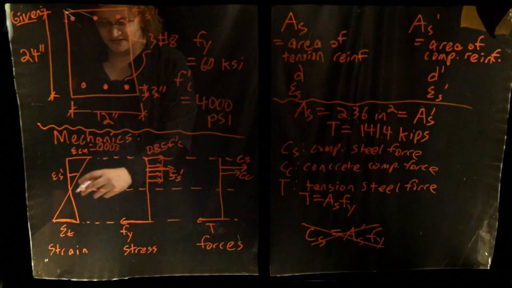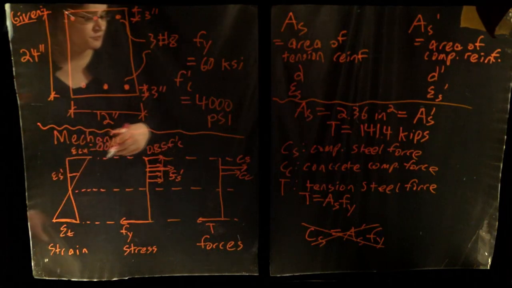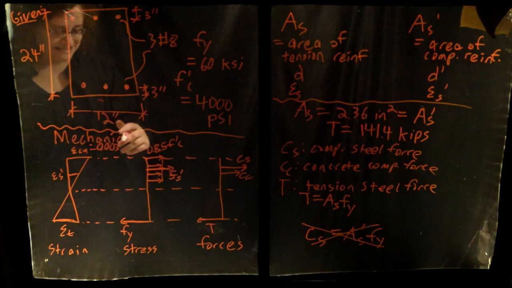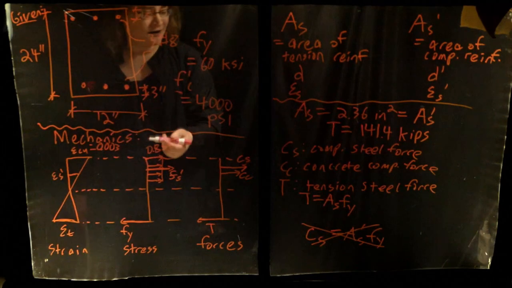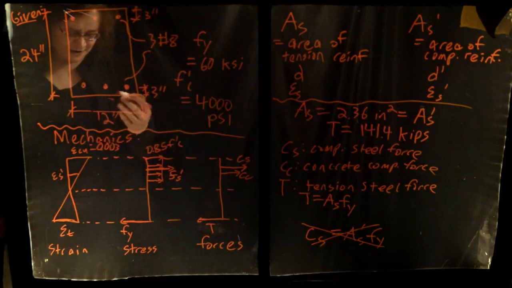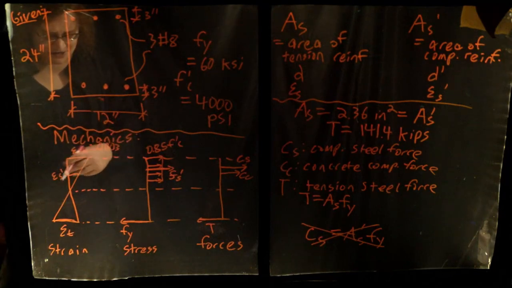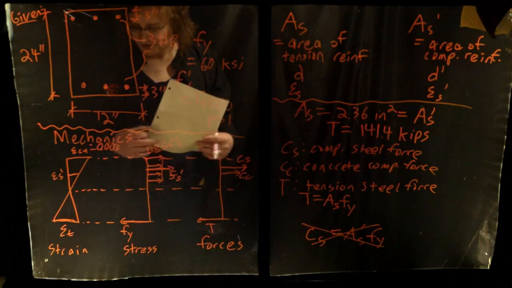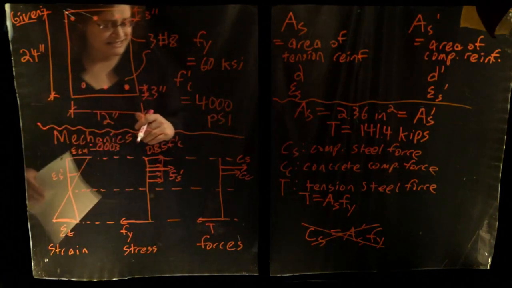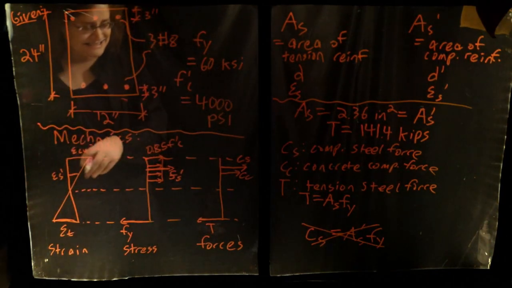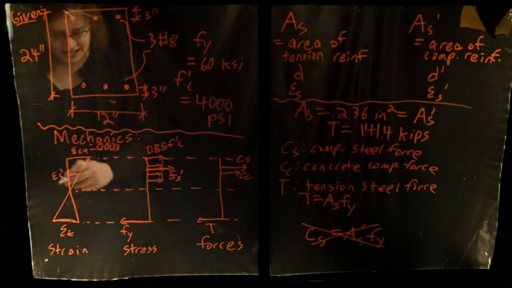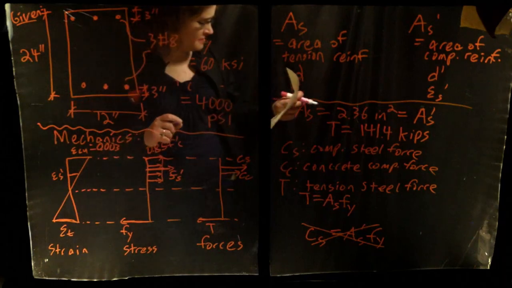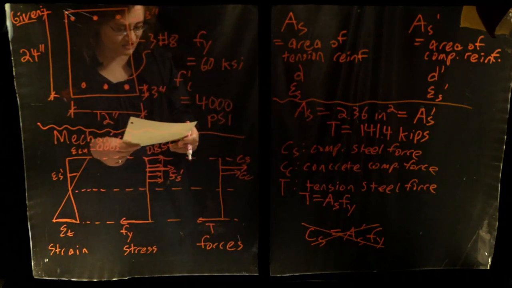And just based on the diagram here, our epsilon s prime, the strain in our compression reinforcement, is going to have to be less than this. And typically, our yield strains are not going to satisfy this. So it is very unlikely that epsilon s prime will actually be beyond the yield strain. It can sometimes happen, but we can't simply say, oh, the compression steel is also yielding. That is not typical except in slightly unusual situations.